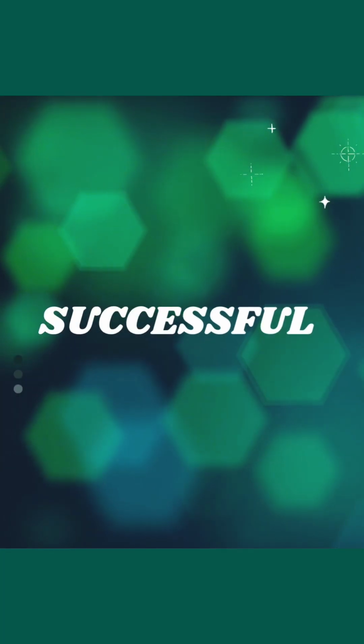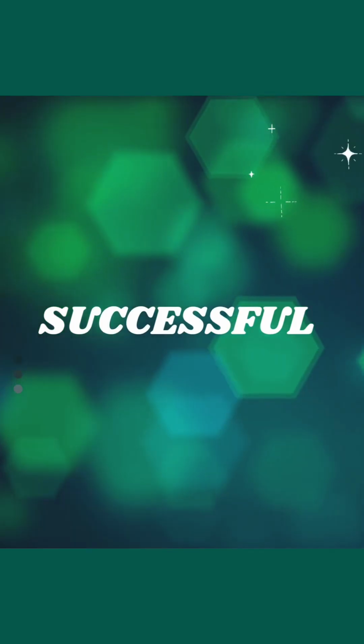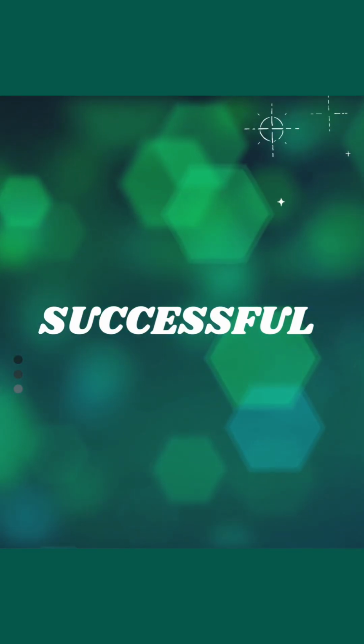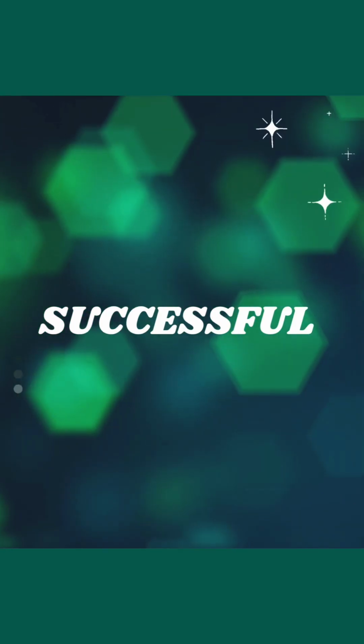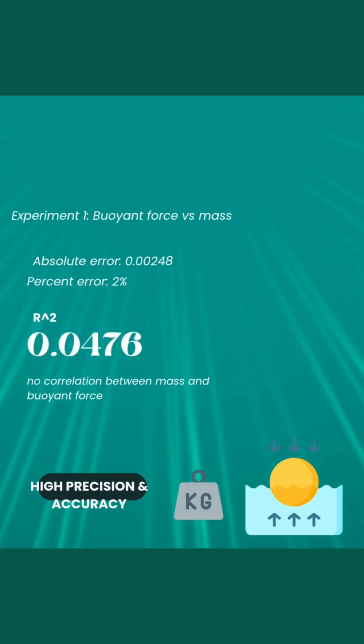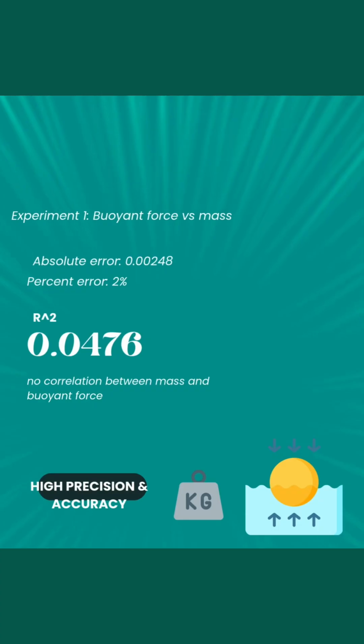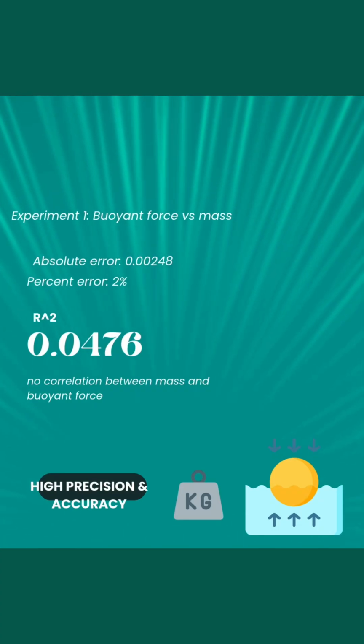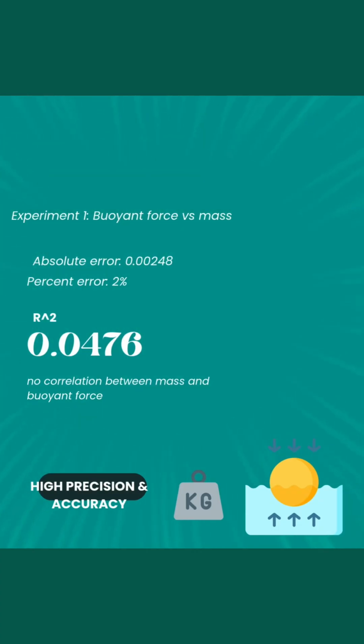In conclusion, our first 2 experiments were successful, while the results for our last experiment were a little bit further off. For our first experiment, the absolute error was 0.00248 newtons with a percent difference of 2%, which indicates high precision and accuracy. Our R-squared value was 0.0476, which is a low R-squared value indicating no defined relationship between our data values, which is good because there is no correlation between mass and buoyant force.